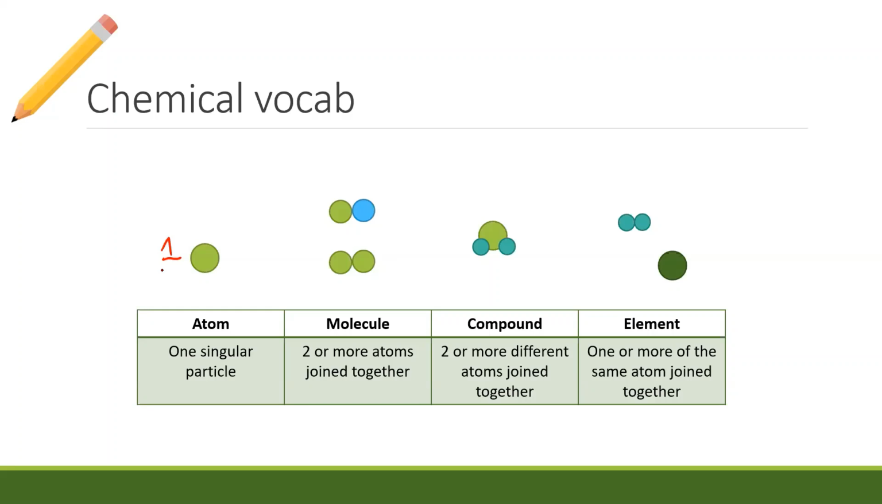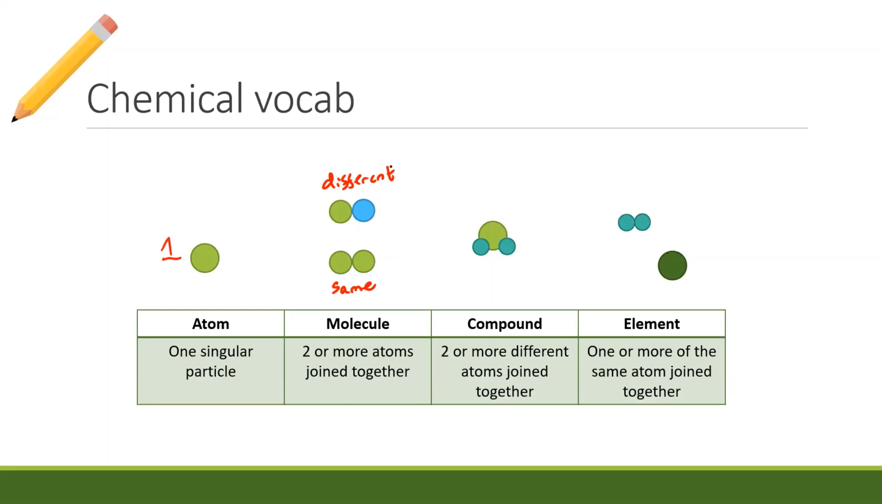Now, the important thing with a molecule is they can be the same atom, or they can be different atoms. It doesn't matter if they're the same or different. If you've got more than one, then it's a molecule. A compound is when you have two or more different atoms joined together.